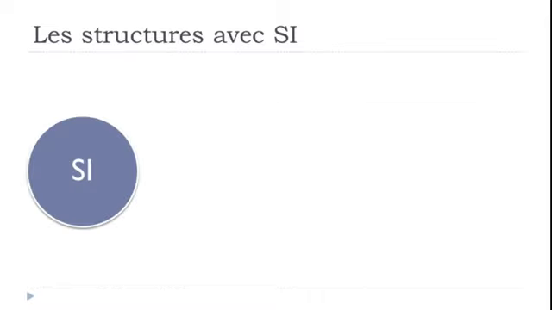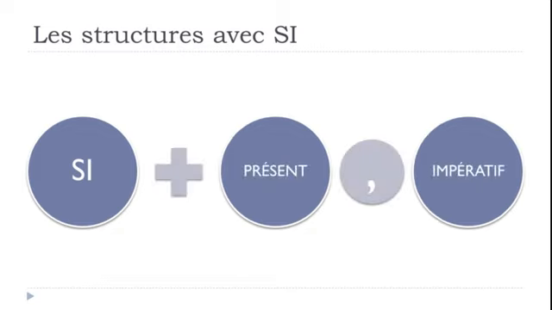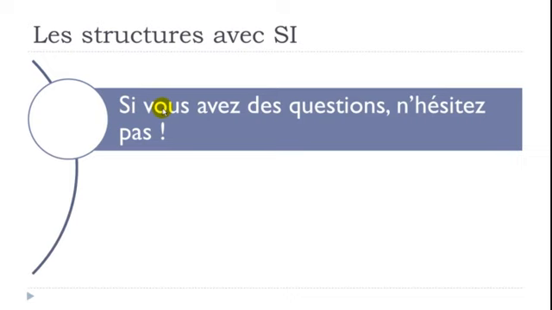We've got a second possibility if we want to express this idea, and it's si plus le présent, followed by l'impératif. Let's have a look now. The first one: si vous avez des questions, n'hésitez pas. It's quite common to use this structure. Avoir is to have. If you have des questions, some questions, n'hésitez pas, don't hesitate. You can see that in that structure we've got si, then the present form, followed by l'impératif.